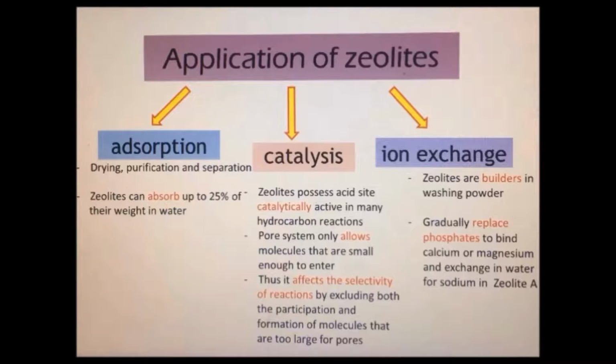There are three applications of zeolites. The first one is absorption. It is involved in drying, purification, and separation. Zeolites can absorb up to 25% of their weight in water. The second one is catalysis. Zeolites possess acid sites catalytically active in many hydrocarbon reactions. The pore system only allows molecules that are small enough to enter. Thus, it affects the selectivity of reactions by excluding both the participation and formation of molecules that are too large for the pores. The third one is ion exchange. Zeolites are builders in washing powder. It gradually replaces phosphate to bind calcium or magnesium and exchange in water for sodium in zeolite A.